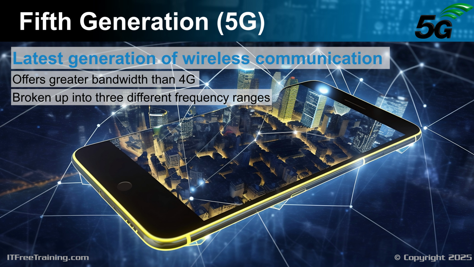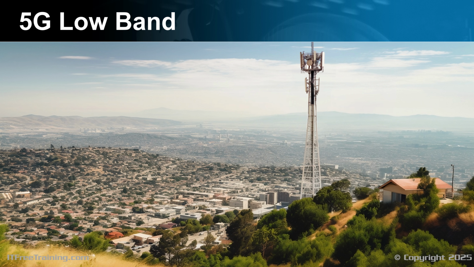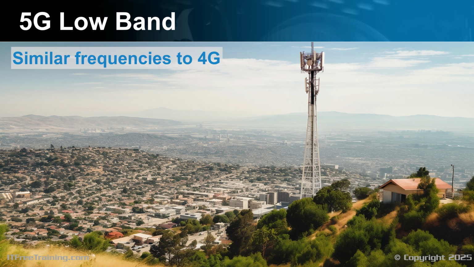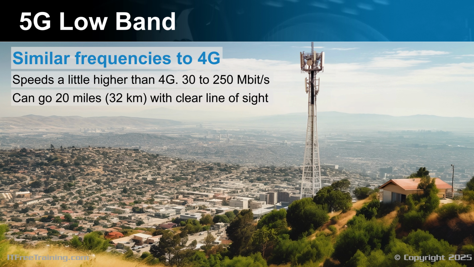5G is broken up into 3 different frequency ranges. The different frequency ranges support different bandwidth, giving different results. Let's have a closer look. The first frequency range is low band. Low band frequencies are a similar range of frequencies to what are used for 4G. There have been some improvements, and the speeds in 5G can be a little higher than 4G, ranging from 30 to 250 megabits per second. Using these frequencies can achieve distances of 20 miles or more with a clear line of sight. However, the speed does reduce over distance.